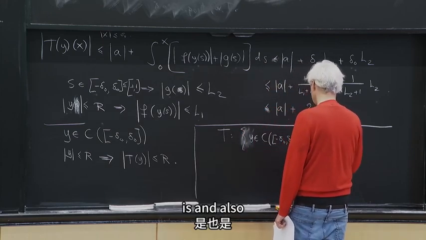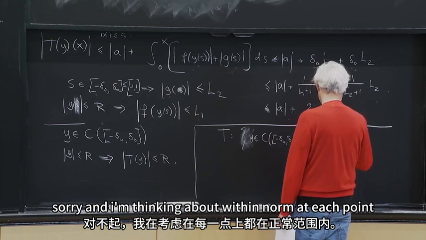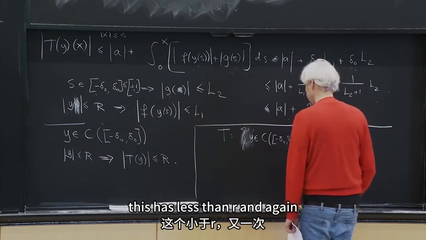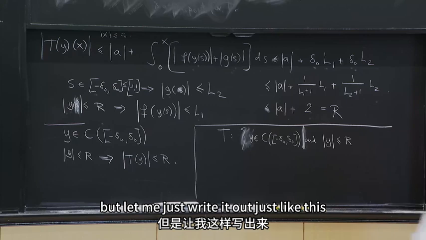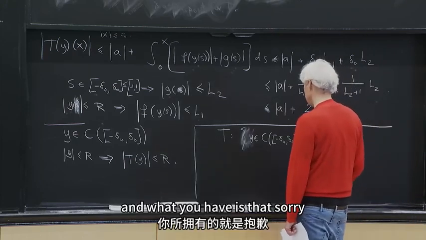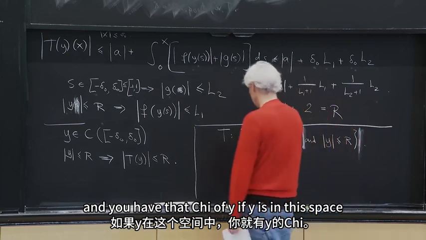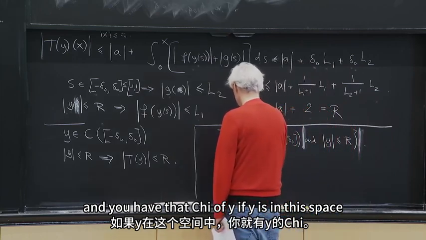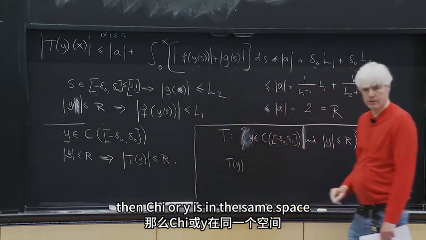And what you have is, I'm thinking about with the norm at each point, this here is less than r. And again, this is really a ball in this metric space, but let me just write it out like this. And what you have is that this is the space, and if y is in this space, then t of y is in the same space.